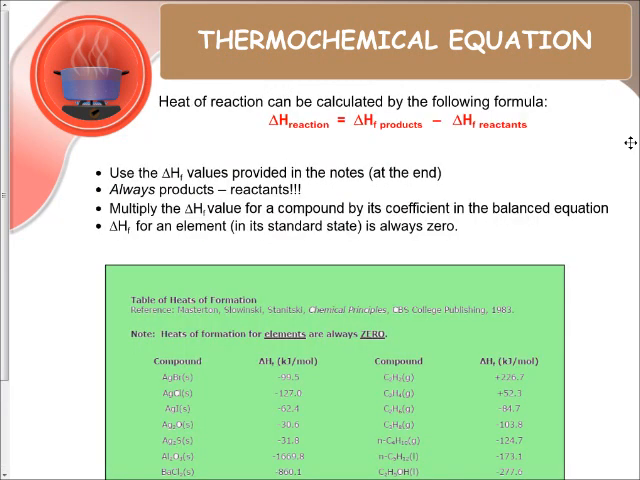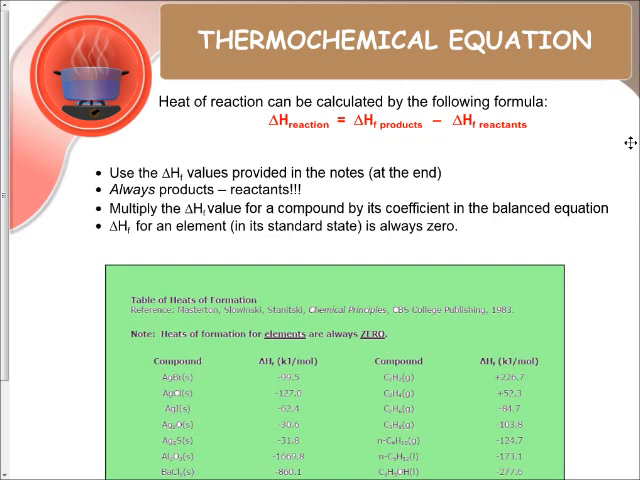Okay, so our heat of reaction can be calculated by the following formula. Like I said, always products minus reactants. Now we can look up the heat of formation for all of these things. There's a table in the back of your notes at the end. And like I said, always, always, always products minus reactants.